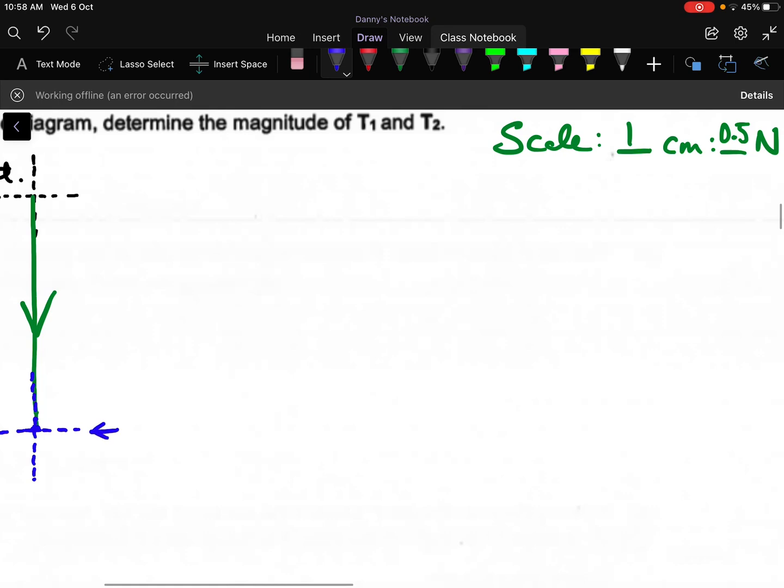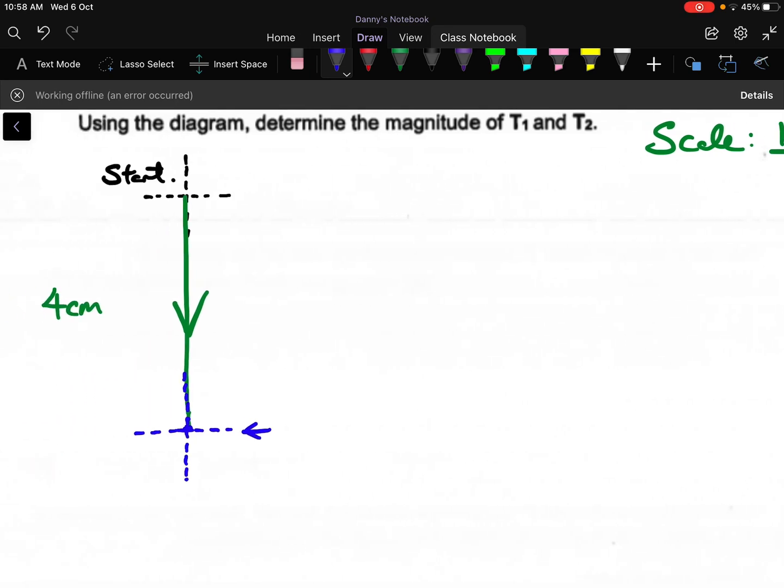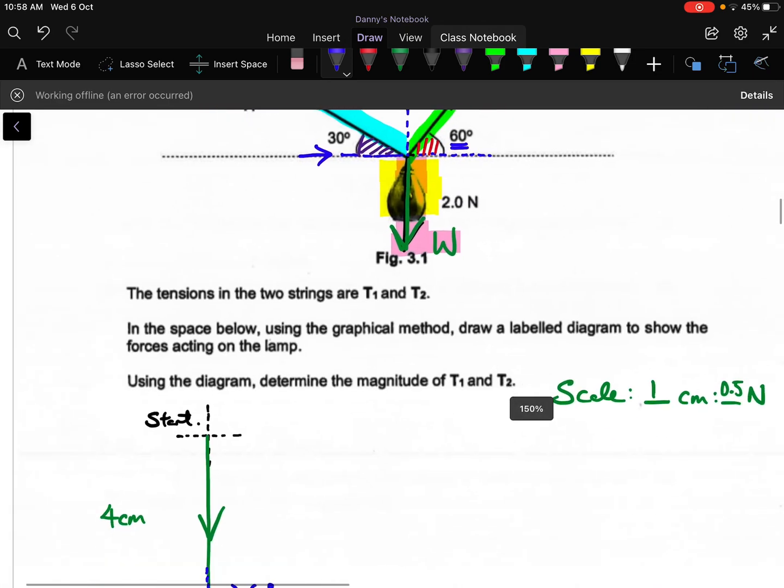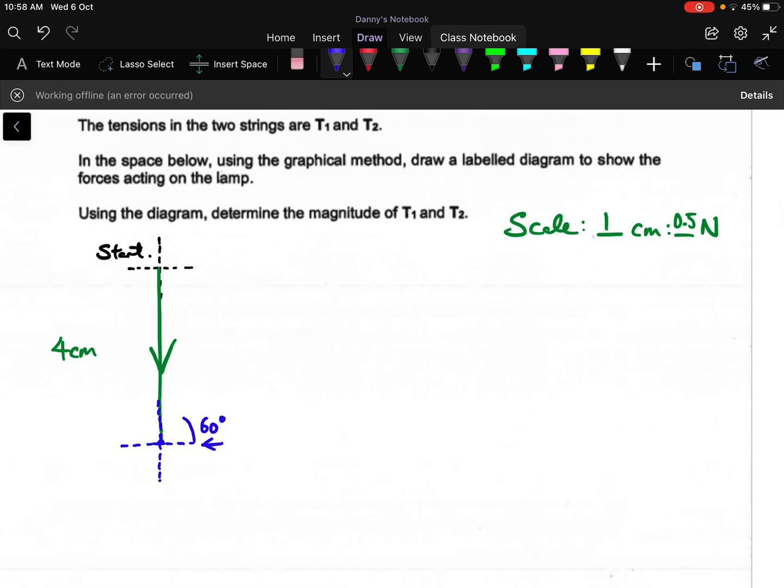So this is my horizontal. I will use my protractor and measure 60 degrees. I know that my T2 is going northeast at 60 degrees. I do not know where it will end, so I will just use a dotted line.